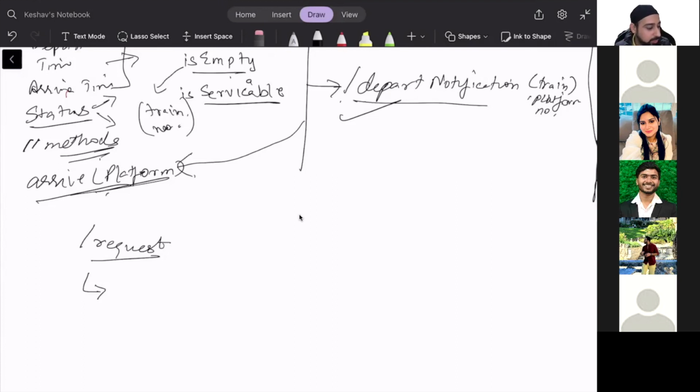Okay, you are on the right track, but as I told you before, the platform doesn't have any brain. This needs to be done by the railway management. No brains with platform or train.